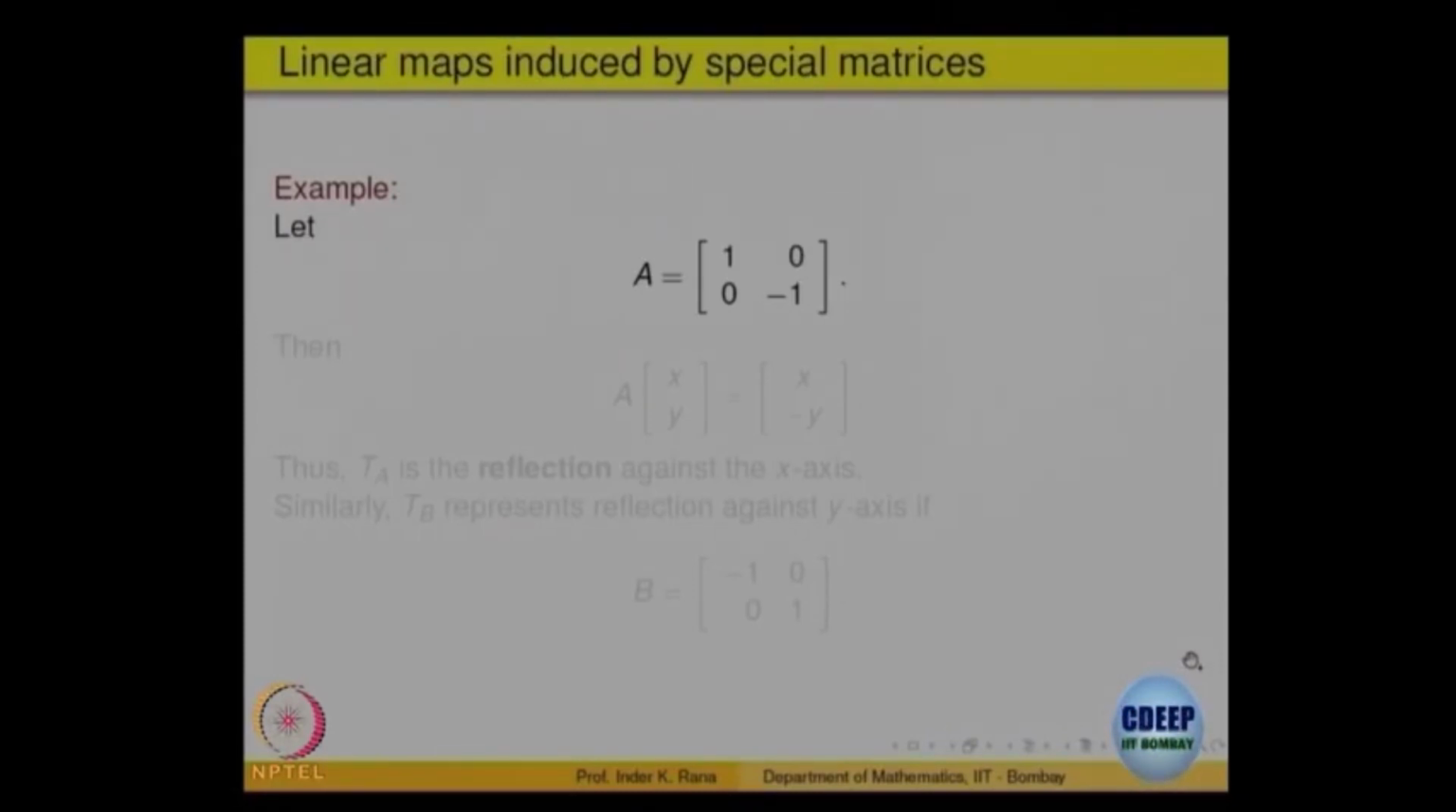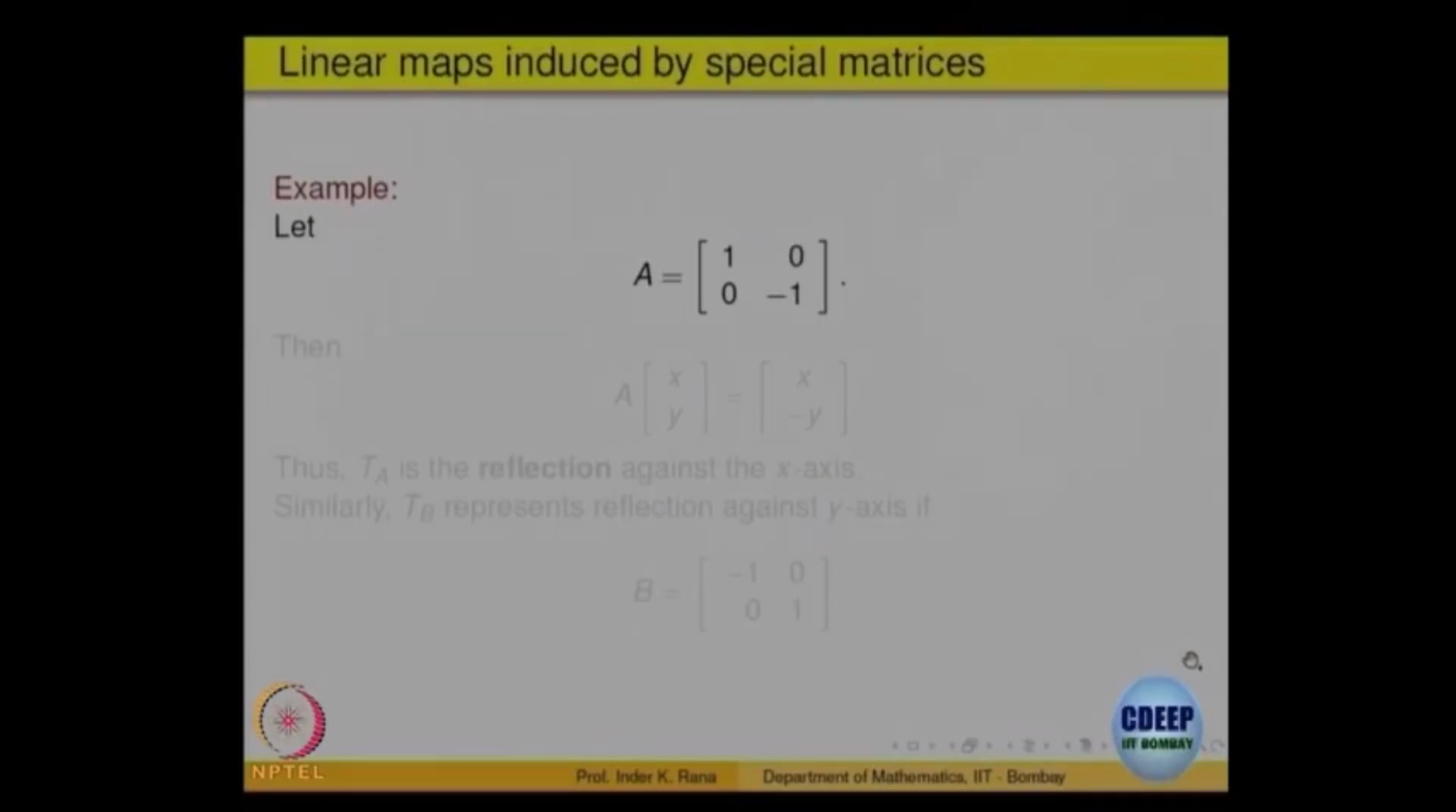The matrix [1 0; 0 -1] multiplied by (x, y). So, what will be the image? It is (x, -y), right. x will remain as x, but y changes to -y. So, a point (x, y) has changed to (x, -y).